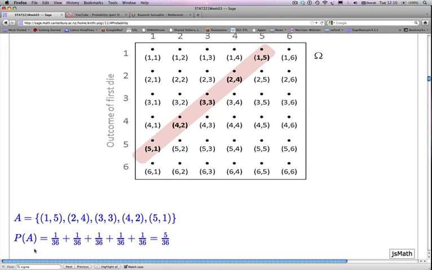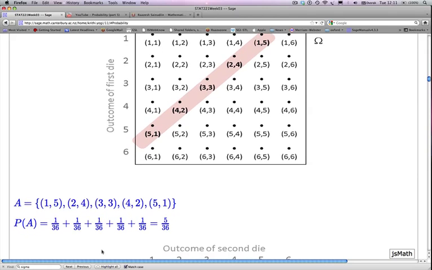Clearly the probability of A is 1 over 36 plus 1 over 36 and so on. Why is this 1 over 36? Well, it's because the first die and the second die's rolls are independent, so we simply multiply the probabilities, which is 1 over 6 times 1 over 6, which is 1 over 36, and since the dice are fair, we get 1 over 36 for each of them under independence. The summation is there because these are mutually exclusive outcomes. They're pairwise disjoint outcomes, so we can add their probabilities. That's why this addition is there. And then the probability of A is simply 5 over 36.